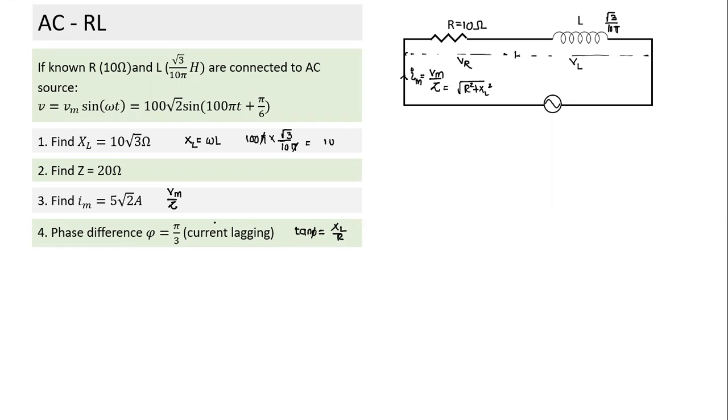Who is leading or who's lagging? In case of inductor circuit, voltage leads, current lags. So compared to voltage, current will lag by pi by 3.